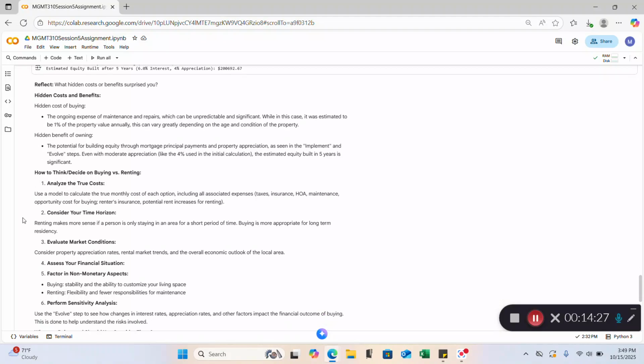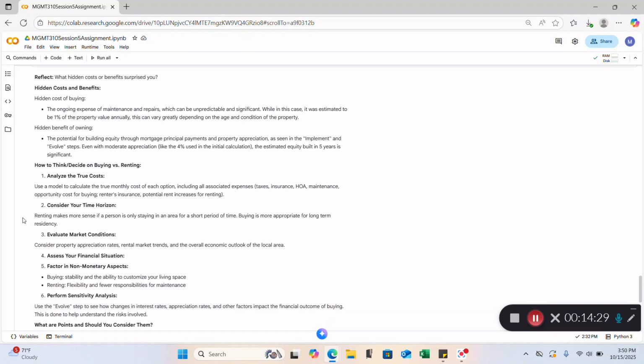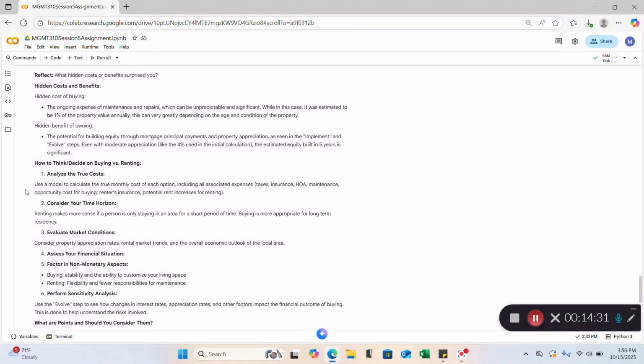So now we can finally move on to the last portion, which is reflect, where we can answer some of the exploratory questions that were given to us. What hidden costs or benefits had surprised me? There are a few hidden costs and benefits, but I will list about two. The first is the ongoing expense of maintenance and repairs, which can be unpredictable and significant.